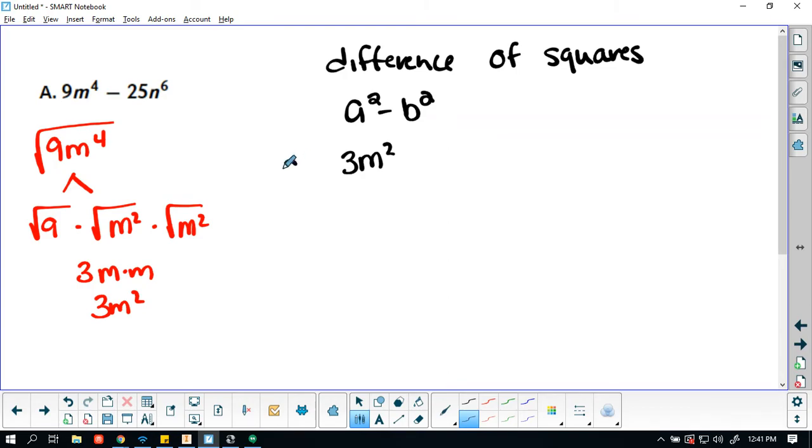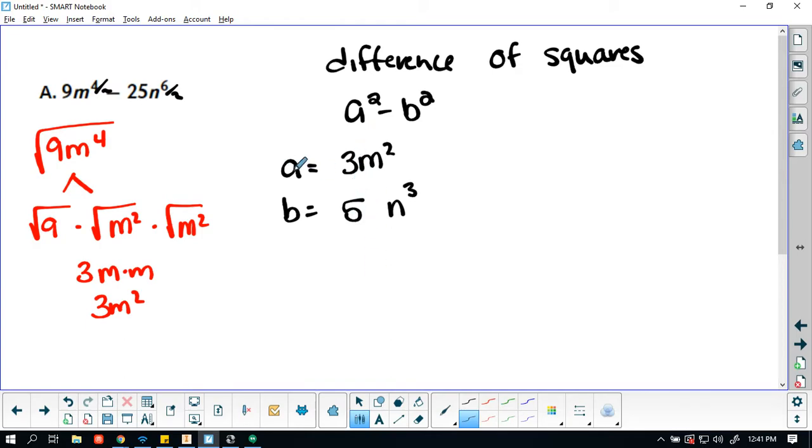My b equals the square root of 25n to the 6th, which is 5n cubed. I basically divided each exponent by 2 to get these values, because the square root is that power to the half. We'll get into that when we get more into exponential properties. Oh, I said 25, but this is 5. I was just looking at the 25 and did not write down this 5.